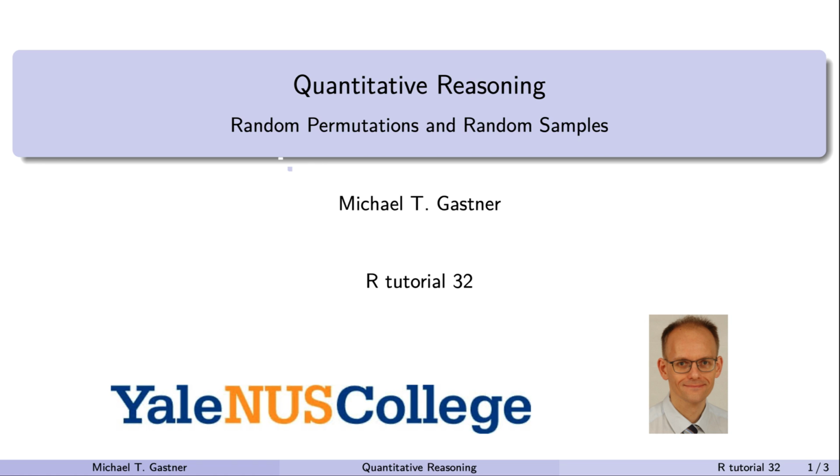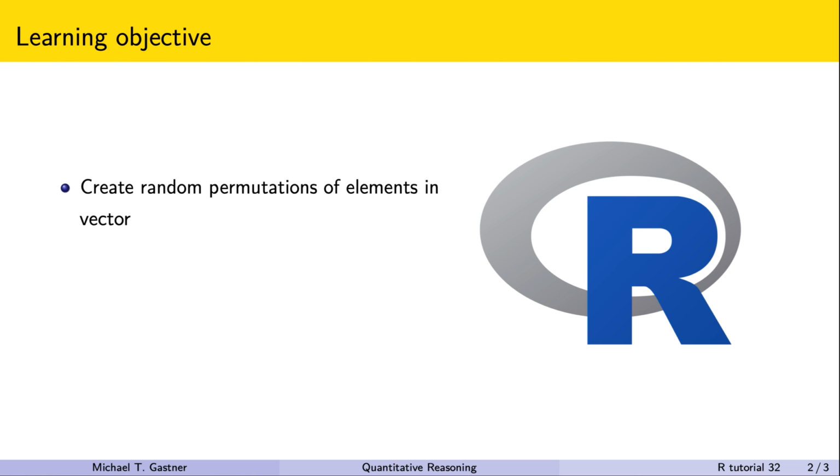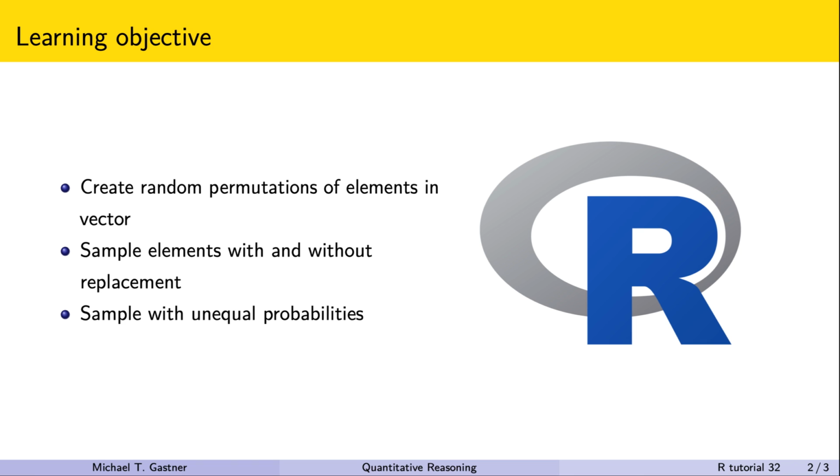In this tutorial, we explore different ways of sampling. We learn how to create a random permutation of elements in a vector. We'll find out how we sample elements in a vector with and without replacement. We'll also learn how to sample elements with unequal probabilities.